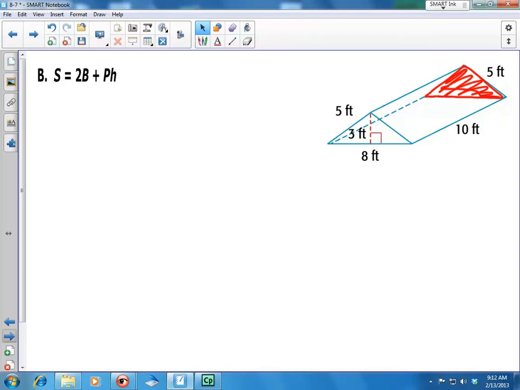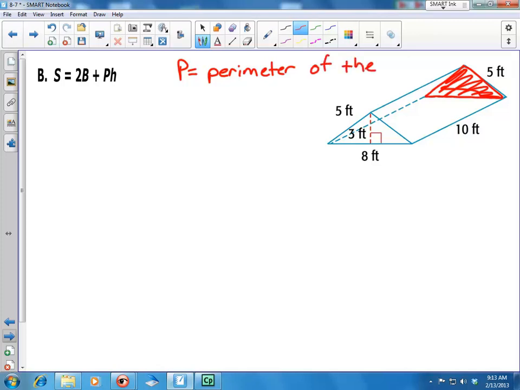Now, this one looks a little bit more confusing because I have this big P in here and I don't even know what that is. What is the big P? Yes, it's the perimeter of the base. Now, whenever we have the perimeter of the base on this one, we've already decided what the base shape is. That's right, so we have to find the perimeter of the triangle. Now, if this were a rectangular prism, we'd find the perimeter of a rectangle.